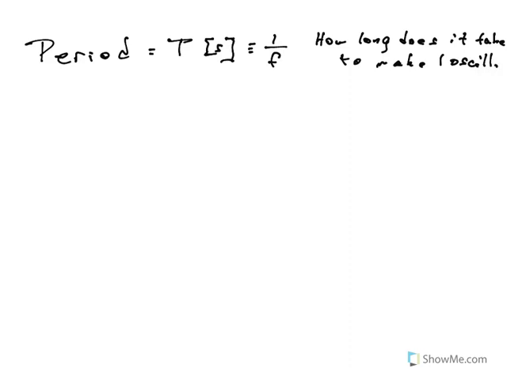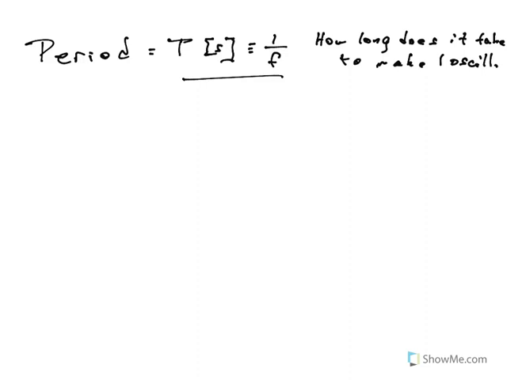So very similar to frequency. Frequency is how many oscillations happen in 1 second. The period is how long it takes to do one oscillation. They're related by, of course, this equation right here. If you know the frequency, then the period is just 1 over the frequency.